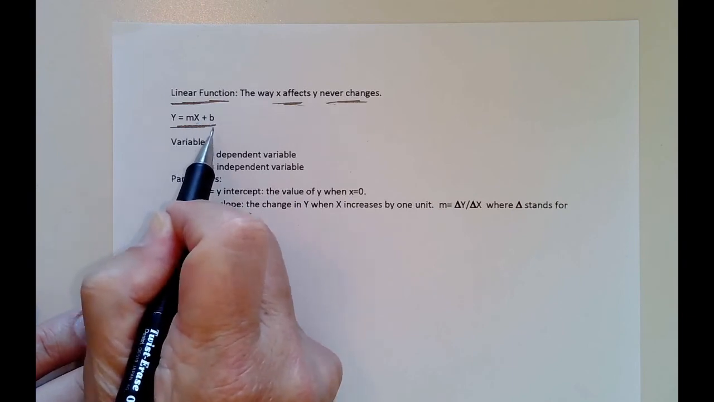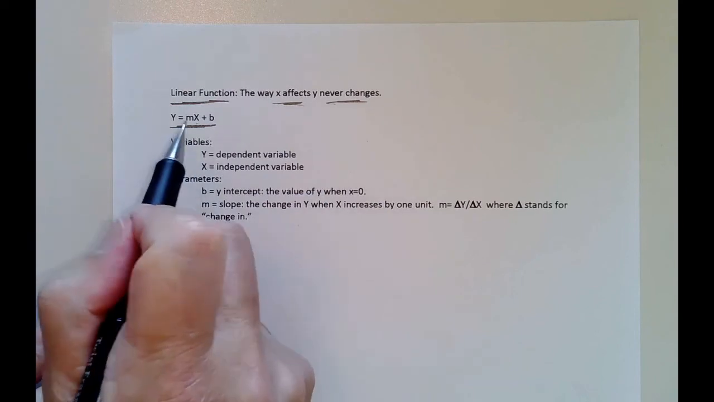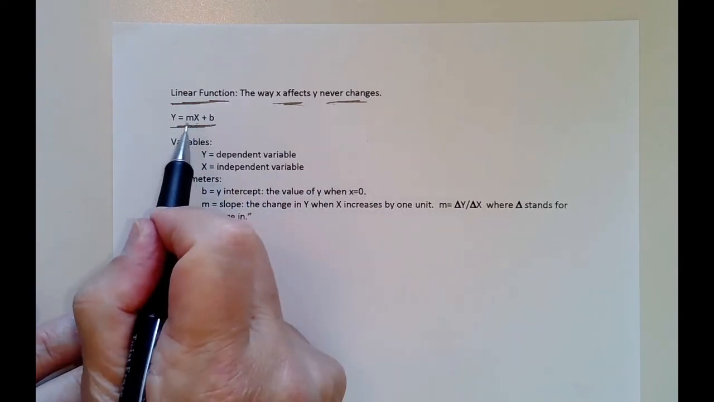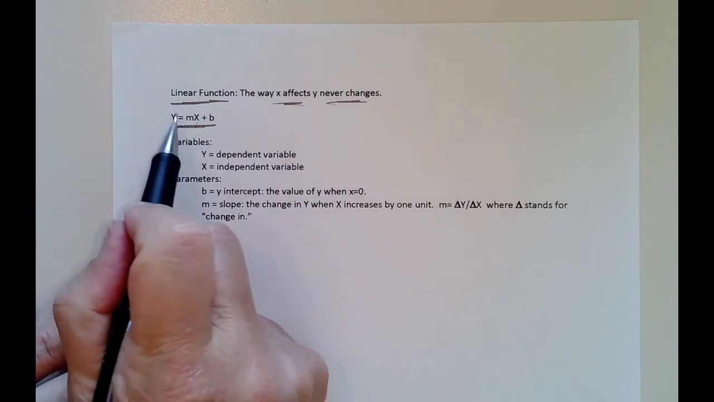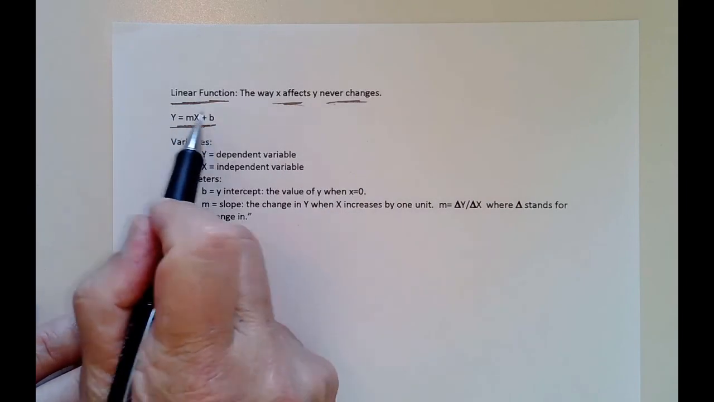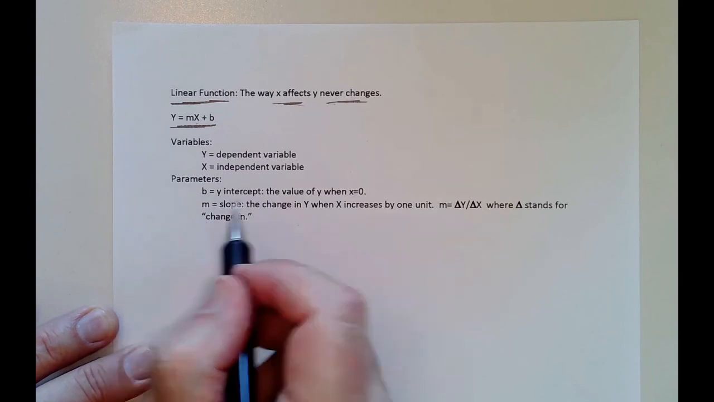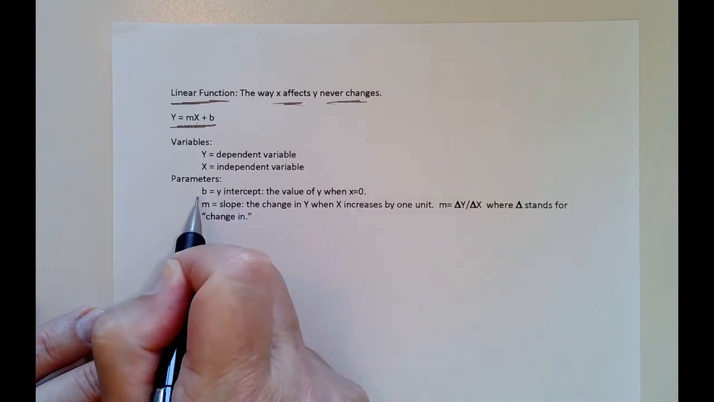So here again, y is the dependent variable, x is the independent variable. So x is the thing on the right side tied to that m. Y is all by itself because y is going to be affected by whatever this equation is. And then your parameters are your constants. And so your b is going to be a constant.